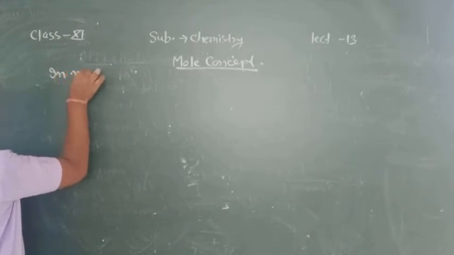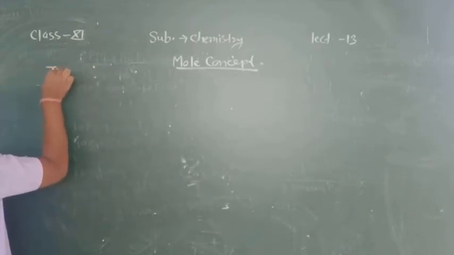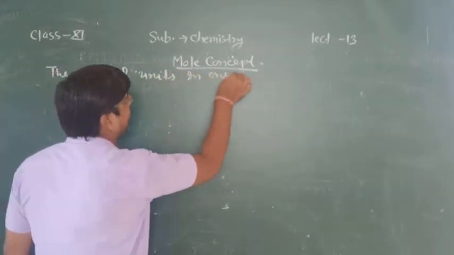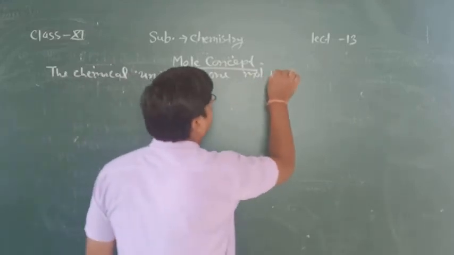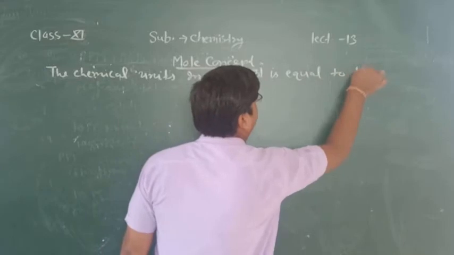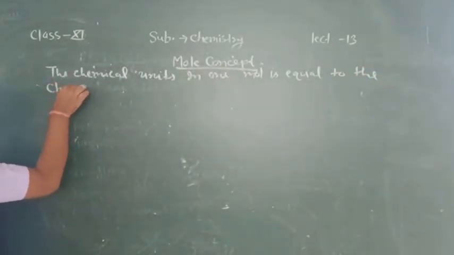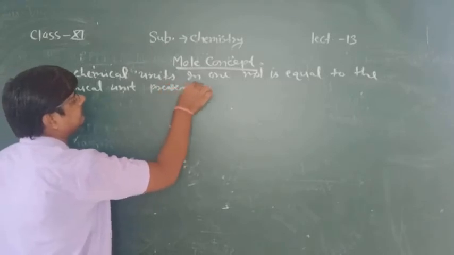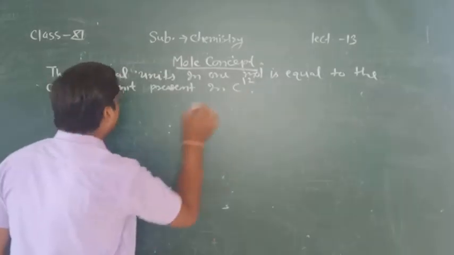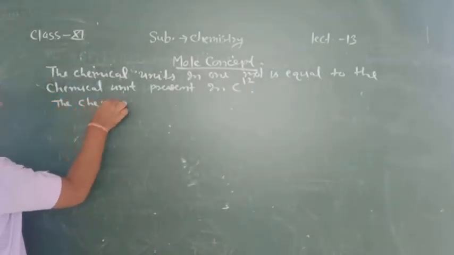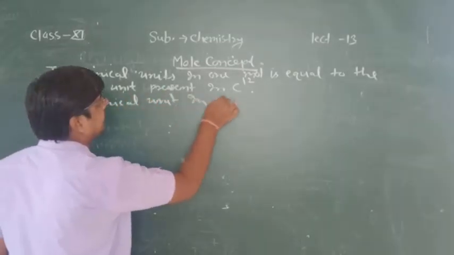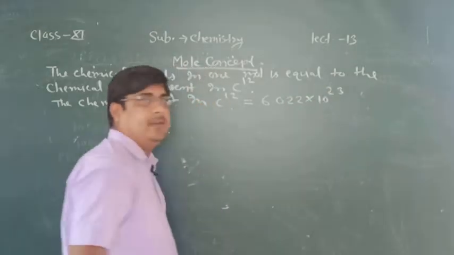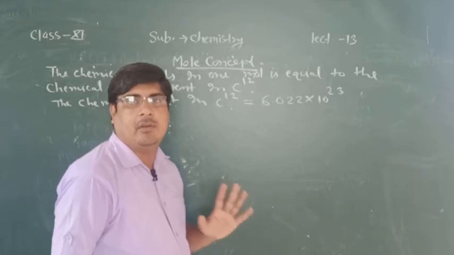The chemical units in one mole are equal to the chemical units present in C12, and the chemical units in C12 are equal to, very important, 6.022 into 10 to the power 23 chemical units per mole. So this is the meaning of one mole.